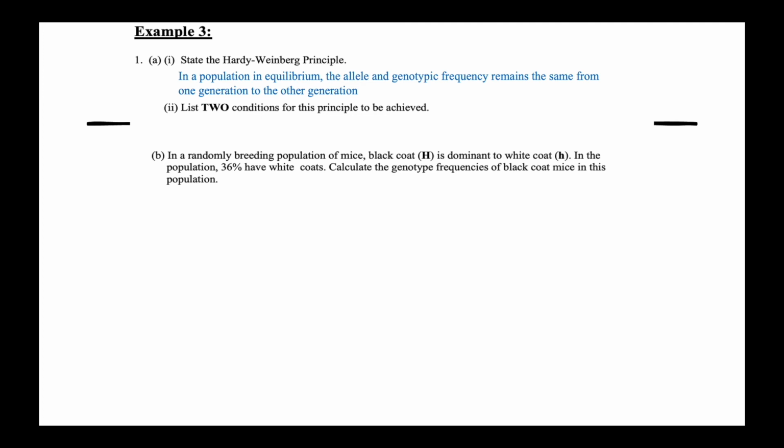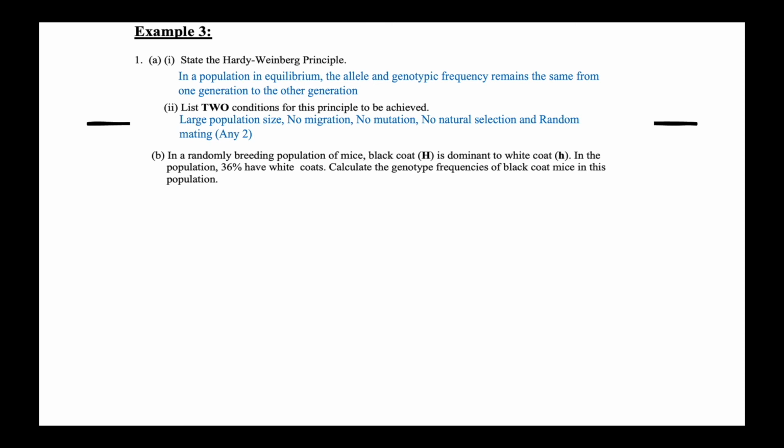List 2 conditions for the principle to be achieved. There are 5 conditions. You can mention any 2. Large population size, no migration, no mutation, no natural selection, and random mating.